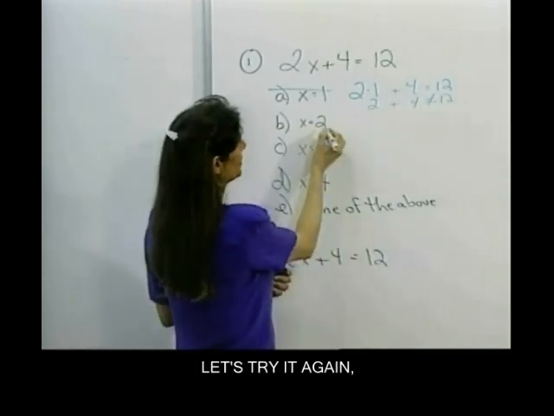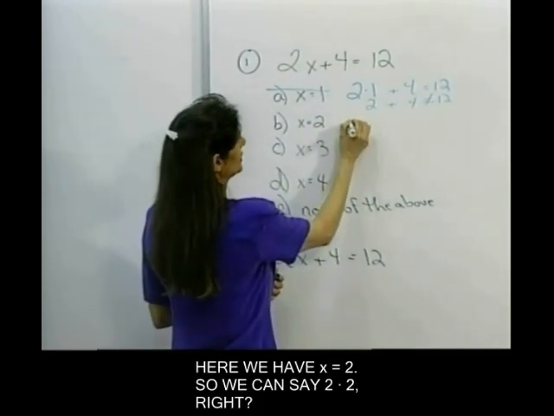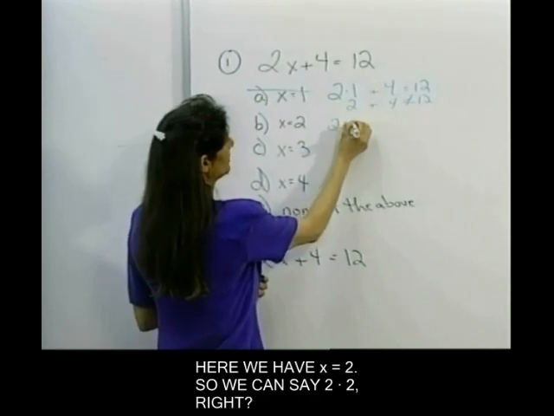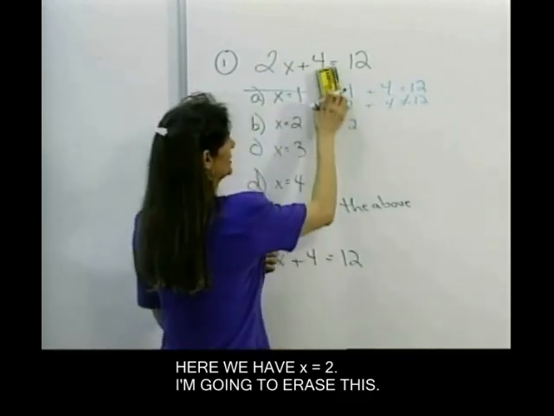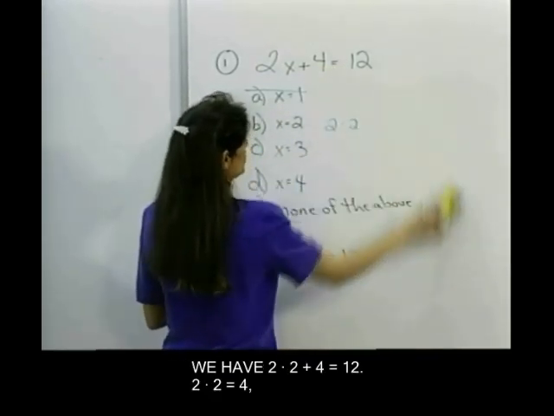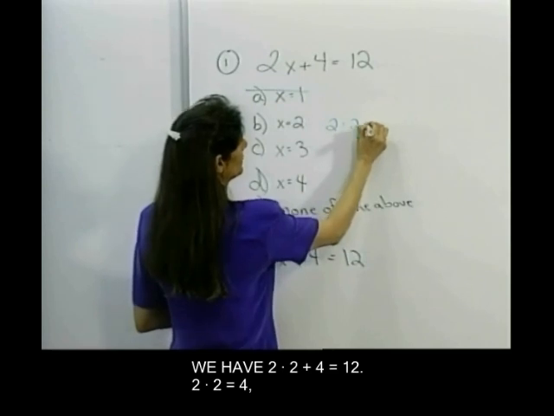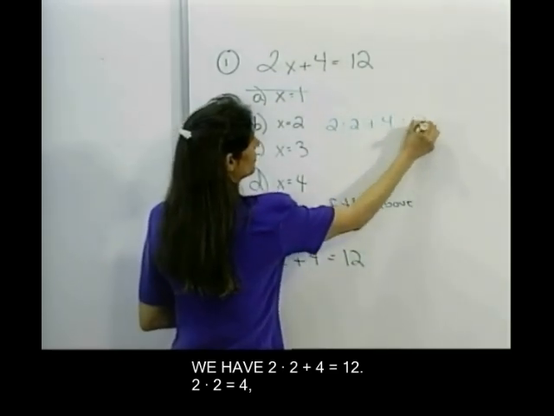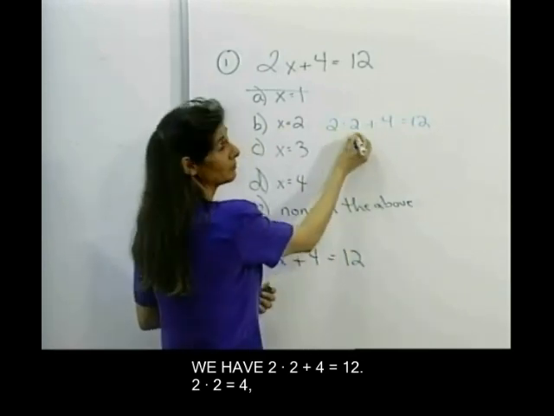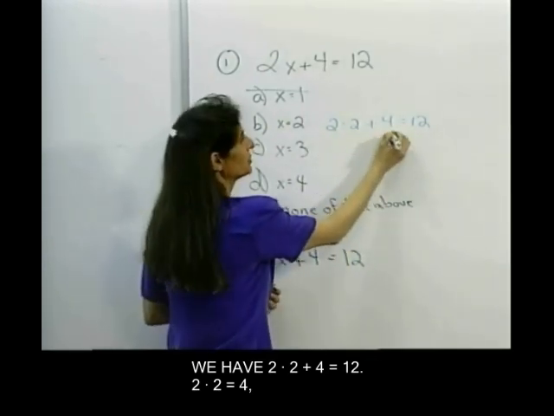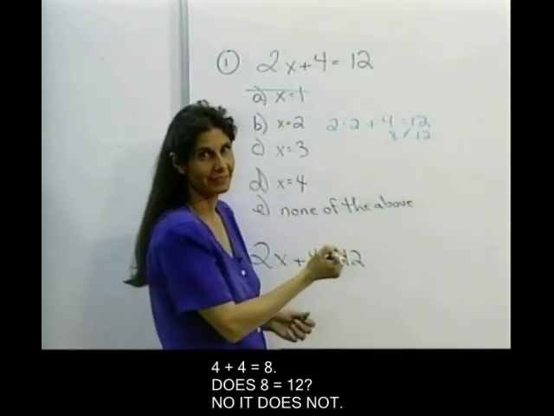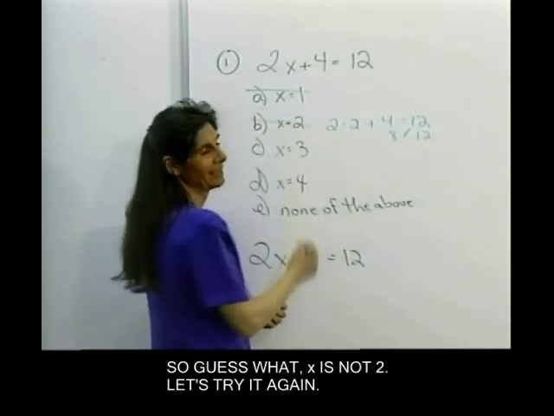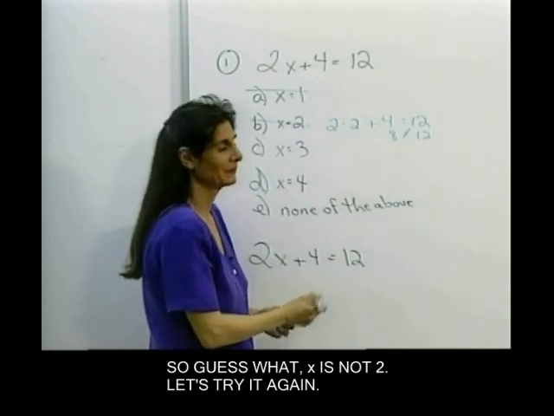Let's try it again. Here we have x equals 2, so we can say 2 times 2, right? Here we have x is 2. I'm going to erase this. We have 2 times 2 plus 4 equals 12. 2 times 2 is 4. 4 plus 4 is 8. Does 8 equal 12? No, it does not. So guess what? x is not 2.